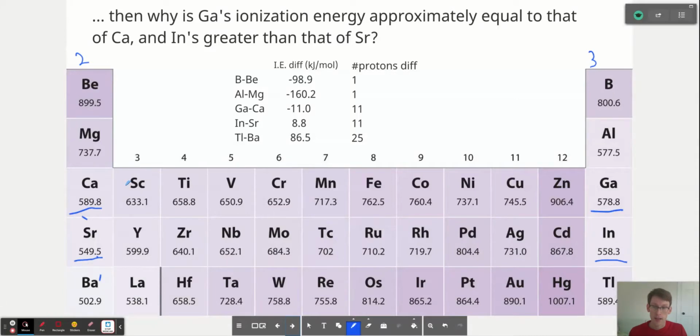Again, you should just be looking at the fact that the periodic table broadens as you go down. And in the case of going from calcium to gallium, now we've got the whole D block to fill. A lot more protons in between calcium and gallium. Same with strontium versus indium. And when we get down to barium, we're not just considering adding in the D block, we're also adding in the F block. And that's how we get a proton difference of 25.